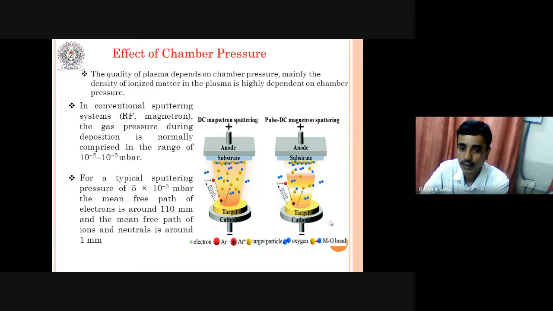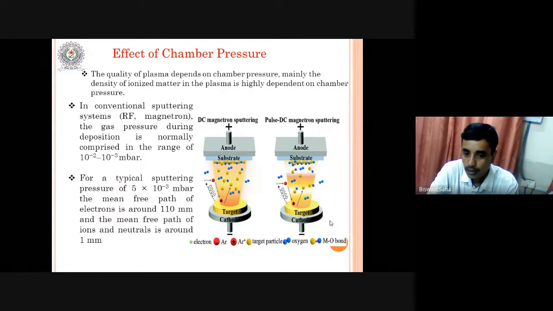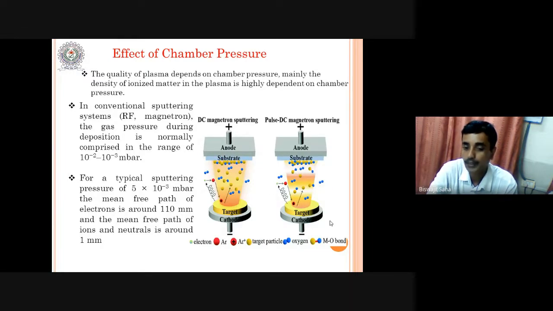Now let us have an idea about the chamber pressure and its effect to some extent. Basically, the quality of the plasma depends on the chamber pressure. Already we understood that the chamber pressure controls the number of available gas molecules, be it argon, helium, oxygen or nitrogen, and it typically needs to be within 10 to the power minus 2 to 10 to the power minus 3 millibar. But initially the chamber has to be evacuated up to 10 to the power minus 6 millibar.